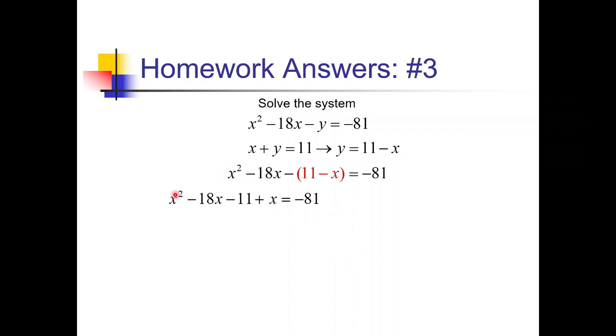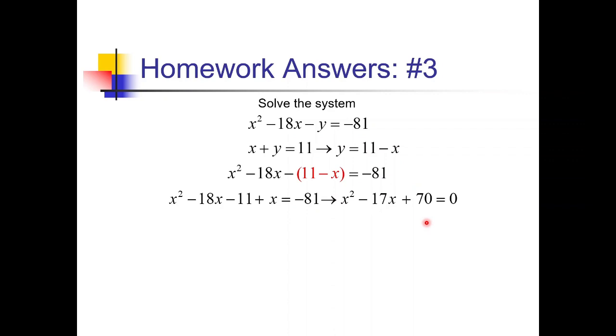So x squared can just stay on the left side here. And then negative 18x and 1x gives us that negative 17x, that we could have gotten by just adding these together. And then finally, negative 11 plus 81 gives us a positive 70. This looks like it could be factorable. Two things that multiply to 70 and add up to negative 17 is what we're looking for.